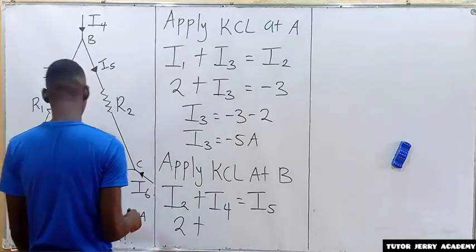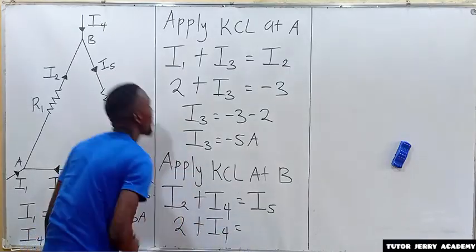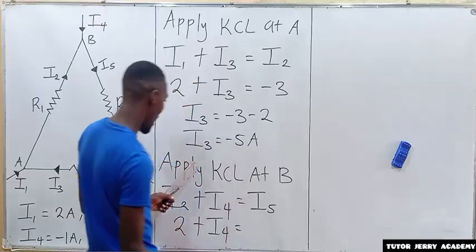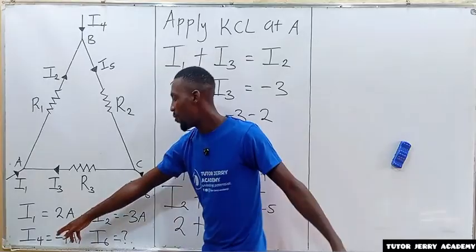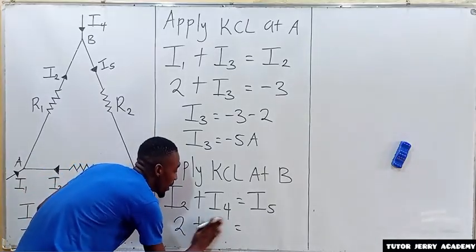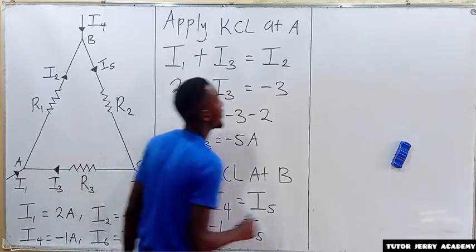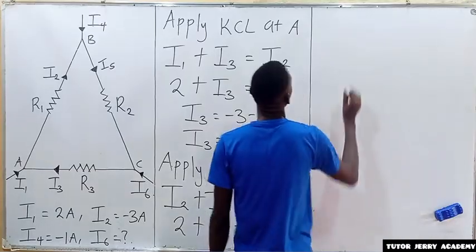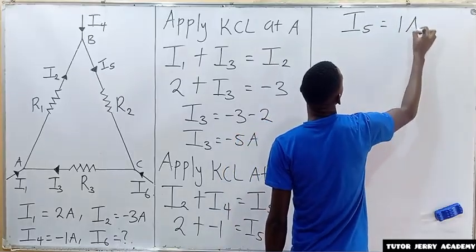Do we have the value of I4? No, we don't have I4, equals I5. Do we have the value of I5? We don't have the value. Sorry, please, I4 is already on the board. I4 is minus 1 ampere. So minus 1 ampere equals I5. So 2 plus minus 1 is 1. So I5 will be equal to 1 ampere.